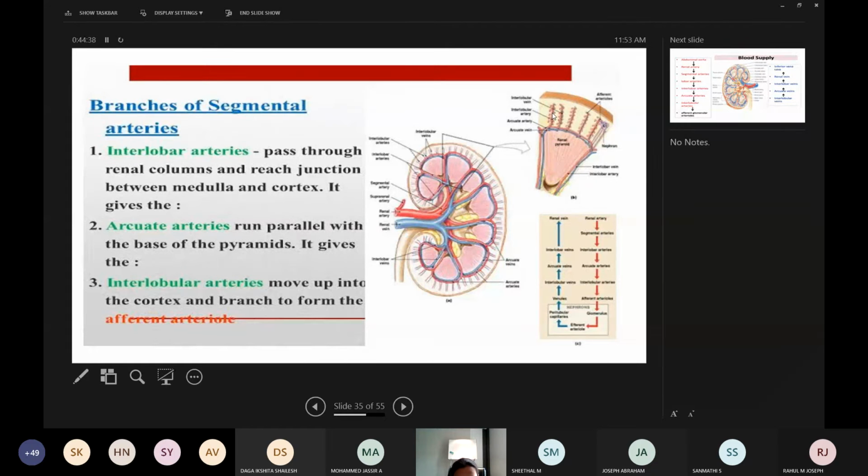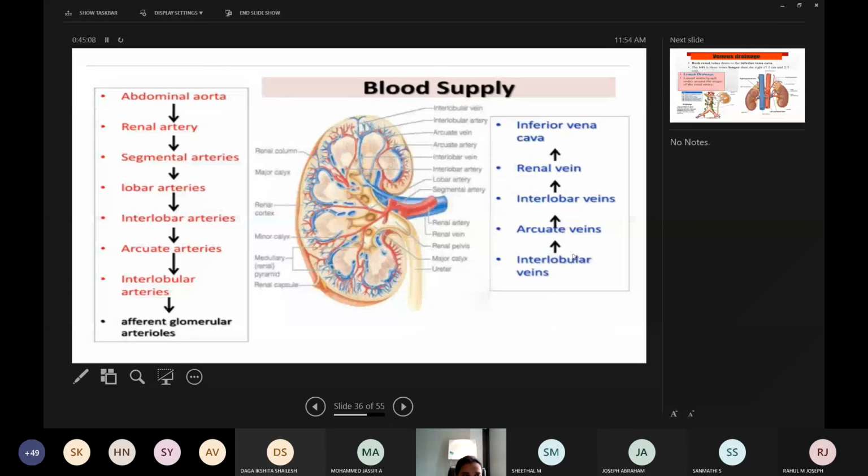These are the interlobular arteries. These interlobular arteries will give rise to the afferent arteriole, which will form the glomeruli. Then from the glomeruli, efferent arterioles will start. Then they form peritubular capillaries, venules, interlobular veins, arcuate veins, interlobar veins. The interlobar veins join and form the renal vein. That's how the blood supply happens.